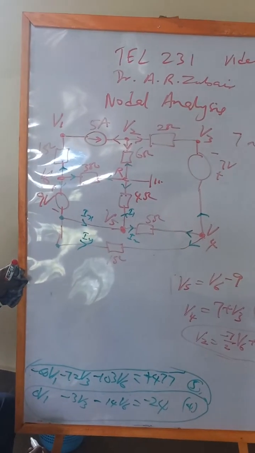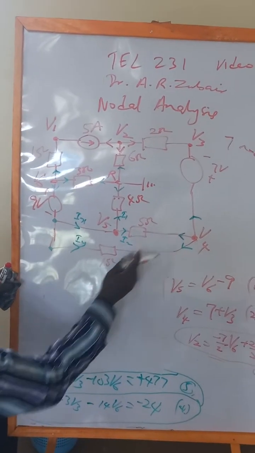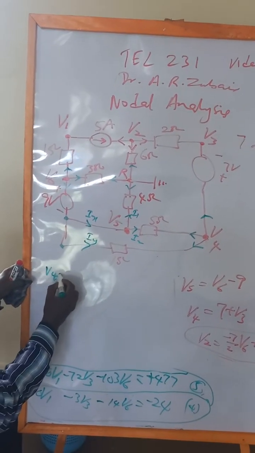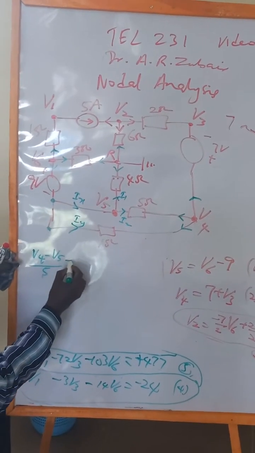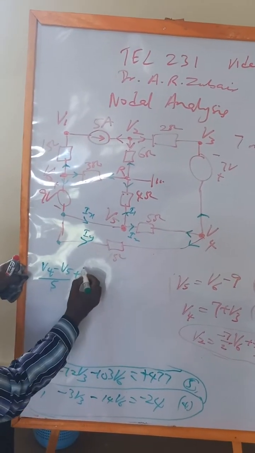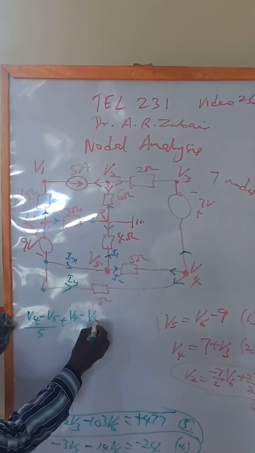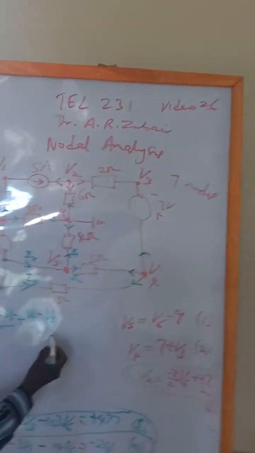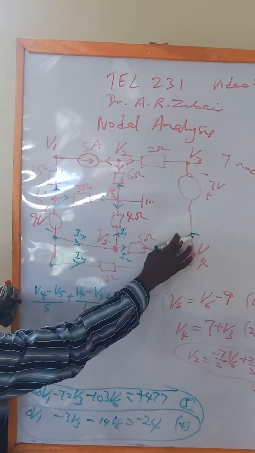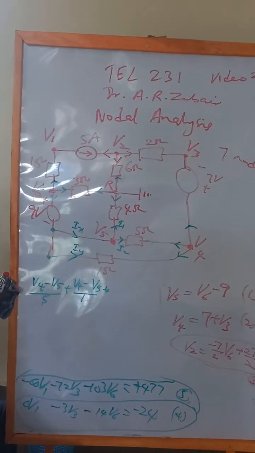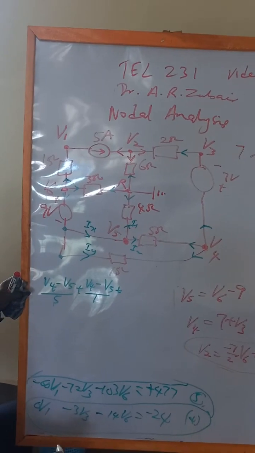So the three currents will add up to 0. For this current, no problem. It is like V4 minus V5 over 5. For this current, it's like V4 minus V5 again, because it's between V4 and V5, over 1. For this current, I don't know how to calculate it, but I can take it to be equal to this current because they are connected in series.